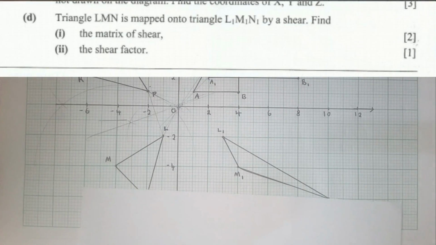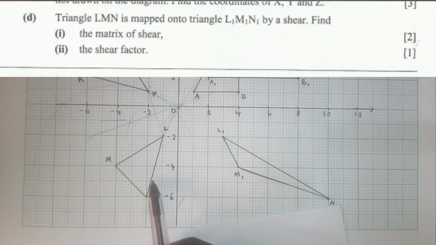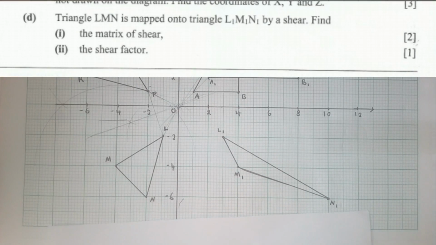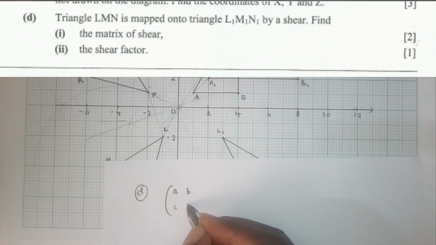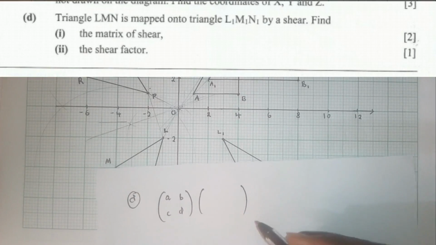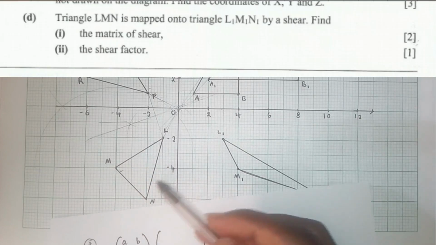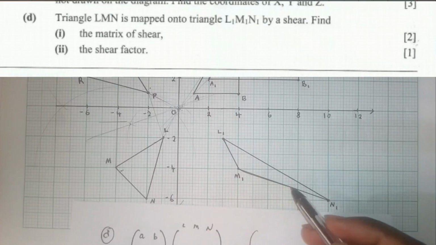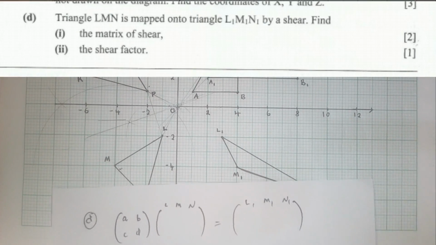So question D, the triangle LMN is mapped onto triangle L sub 1, M sub 1 and N sub 1 by shear. Find the matrix of shear. So in order for us to find the matrix, we say A, B, C and D here, and then we multiply it by the coordinates or the matrix formed by this triangle. So we have L, M and N, which is equal to the coordinates here of L sub 1, M sub 1 and N sub 1.